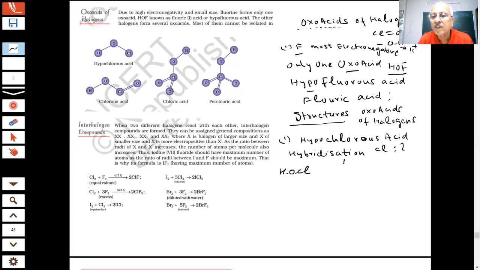Hypochlorous is HOCl, students. It is sp3. How do we calculate? This is my Cl. Cl is my central atom. How many bonds is it forming? 2 bonds, one with H and one with O? No, Cl is not forming 2 bonds. O will be attached with H. Cl is only forming 1 bond. One bond. Then what happens?